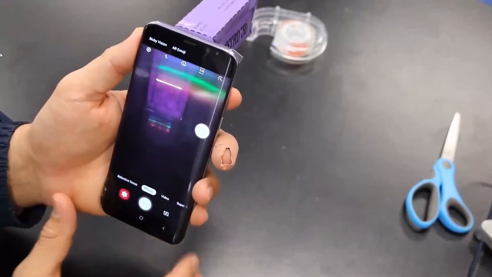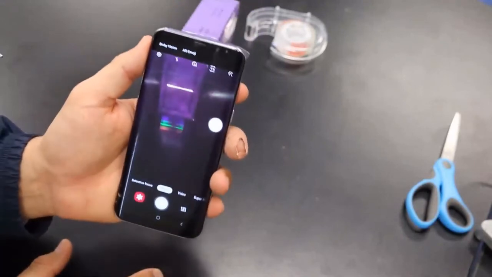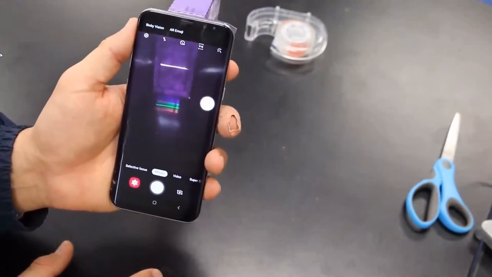But what I'm going to do now is actually show you on the phone how you go through the settings so that you can take the best photo of spectra possible.